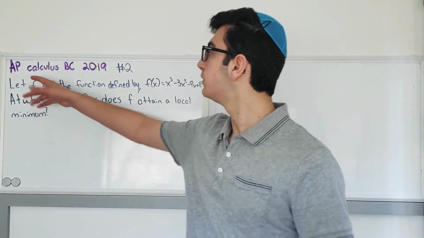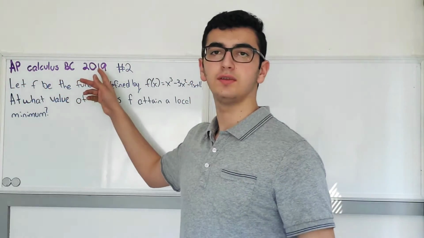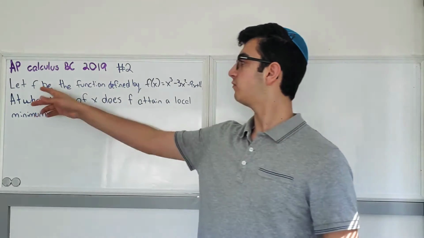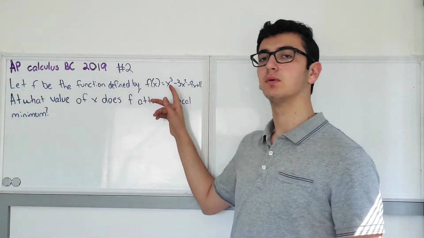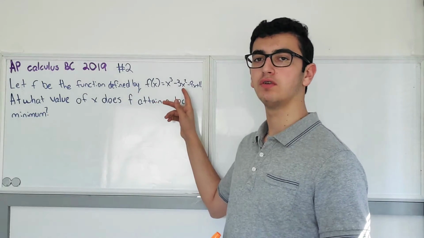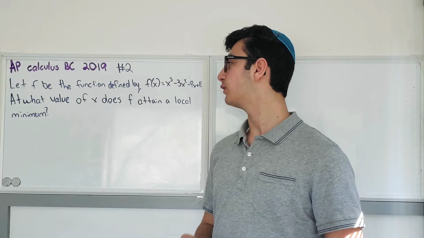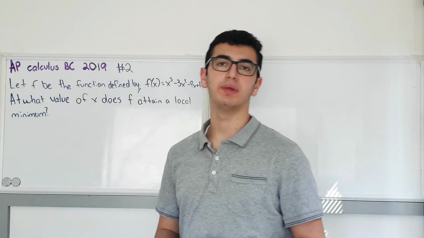Hello, we're going to be doing the AP Calculus BC 2019 problem number 2. Let f be the function defined by f of x equals x cubed minus 3x squared minus 9x plus 11. At what value of x does f attain a local minimum?